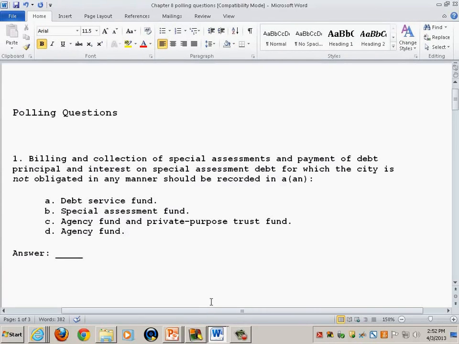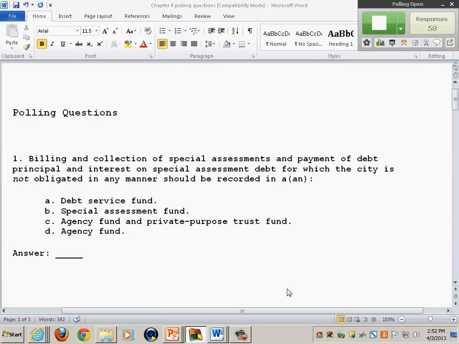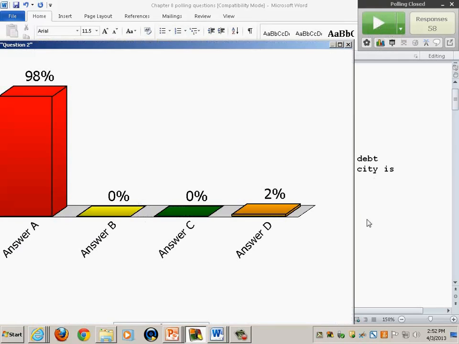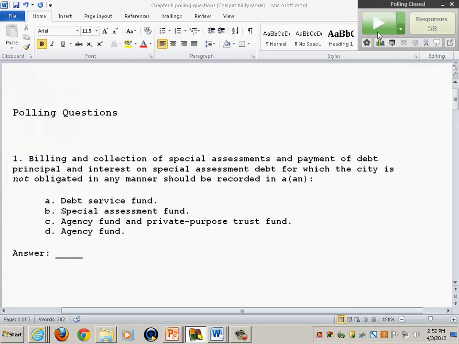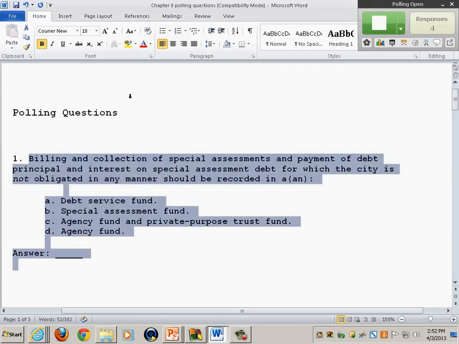Okay, let's get our polling equipment out. And I'd like you to see if you can answer. Oops, sorry. Can you read this? Okay. Guys, can you read it at the back? No? Okay.